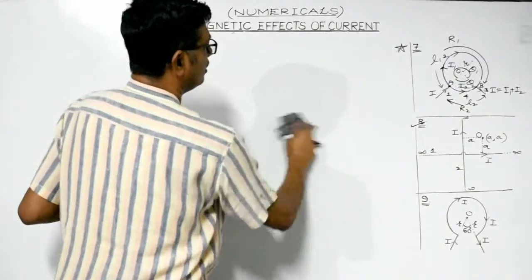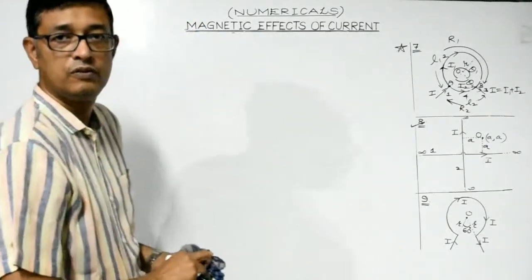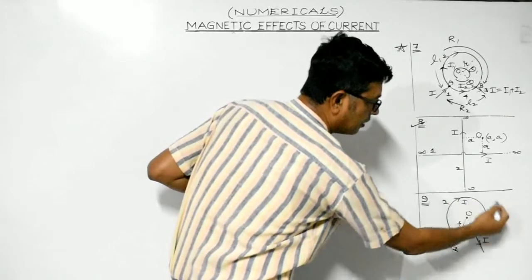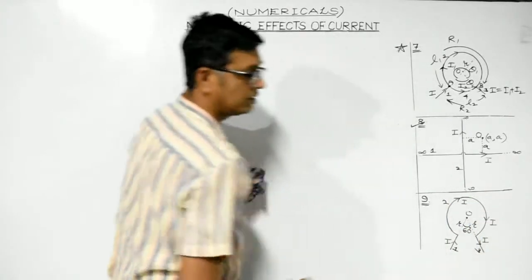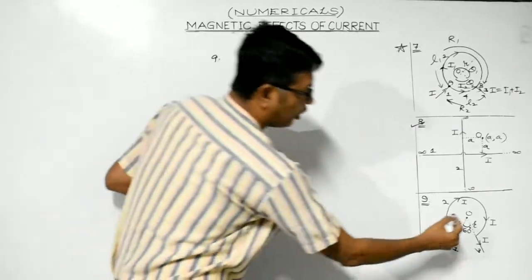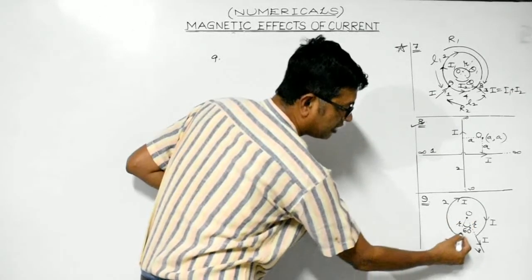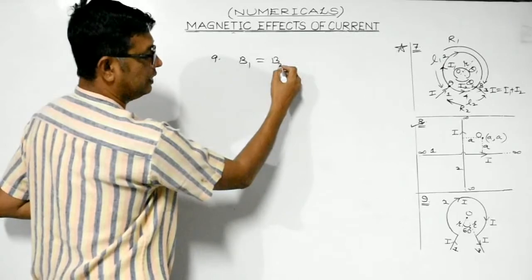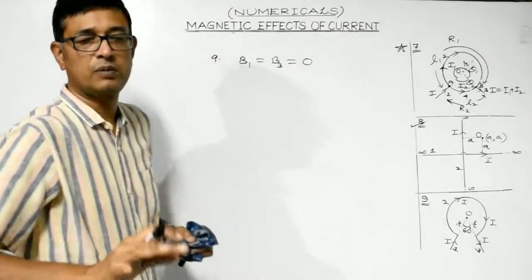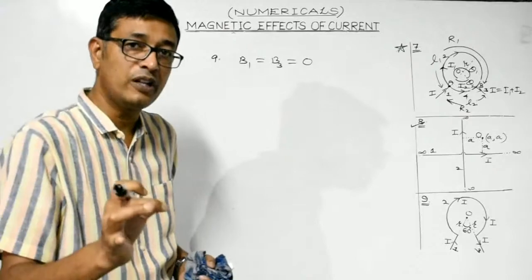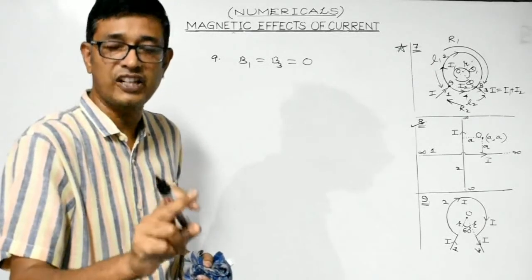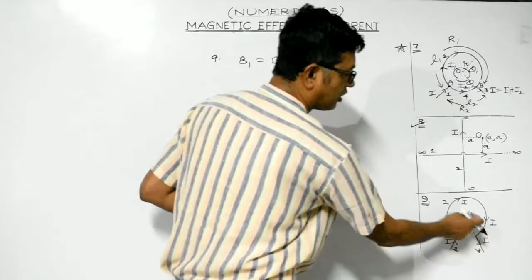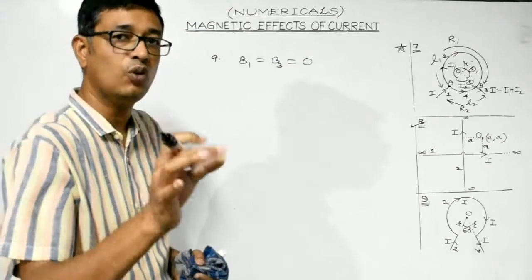It's a loop which is in the form of an arc. So consider this straight portion to be 1, this curved portion to be 2, and this one to be 3rd. Now look, point O lies on the axis of straight portion 1 and the straight portion 3. So B1 is equal to B3 is equal to 0. Always remember, students, the magnetic field at a point on the axis of a current carrying straight conductor is always 0. So these two current carrying portions will not contribute towards any magnetic field at point O.